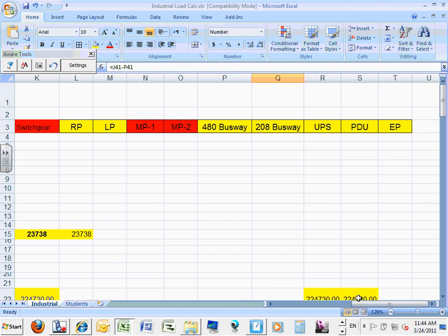There you go. So switchgear, receptacle panel, lighting panel, MP1, MP2. So let me just summarize, guys, what we've done. We've found almost everything on the receptacle panel. We found everything on the 480 busway and the 208 busway, right? Now we're going to go to the landing pad and the PDUs. We found the UPS and the PDU. So as you can see, we can fill in the blanks as you go.